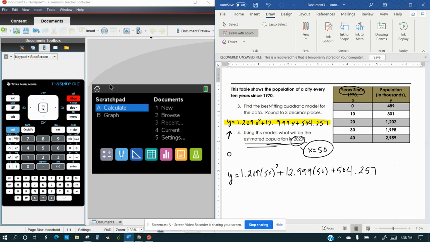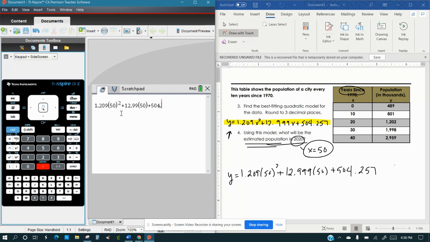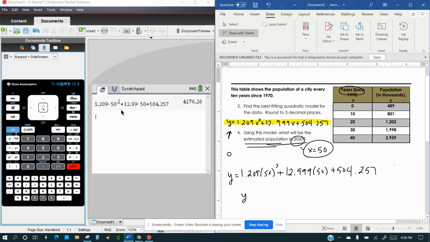Now luckily we have a calculator at our disposal, so we don't need to sit here and try to figure out what 50 squared times 1.209 is. So I'm just going to go to calculate, and we're going to type this in. 1.209 parentheses 50 squared plus 12.999 parentheses 50 plus 504.257. Make sure you type in the right numbers and press enter. So my population, we get 4,176.26. So we can't have 0.26 of a person, so that means we're going to have to round back down to this full number here.